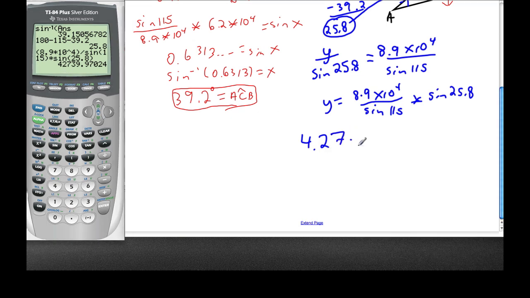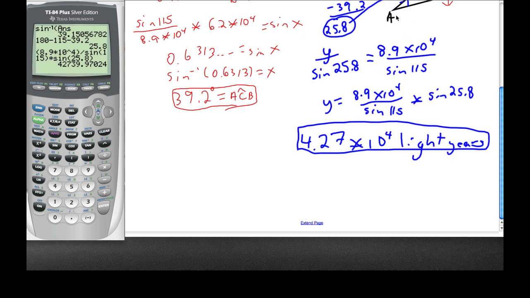Okay, the reason it's 7 is because the 3 does not round the 7 up, it truncates the 7. So 42,700 or 4.27 times 10 to the 4 in terms of scientific notation.